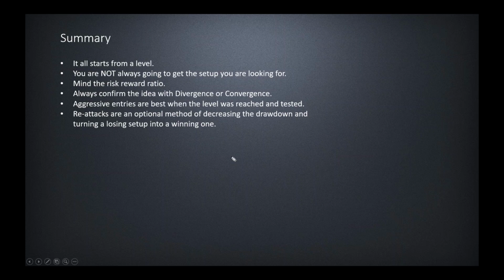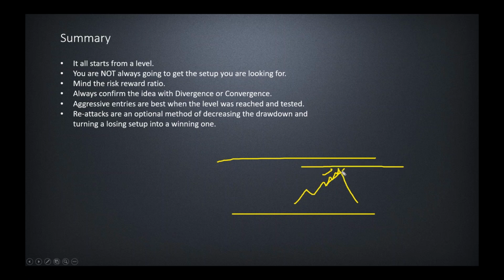Aggressive entries are best when the level was reached and tested. What do I mean by that? You have a level, okay, and the price is coming, and then you get a possible entry. So selling here doesn't make a lot of sense for an aggressive entry. I would like to see the price going and clearing the zone, and only then aggressive entries make sense because the zone was cleared. Before that, only conservative, because we still have room to the upside. That's the idea of this sentence.